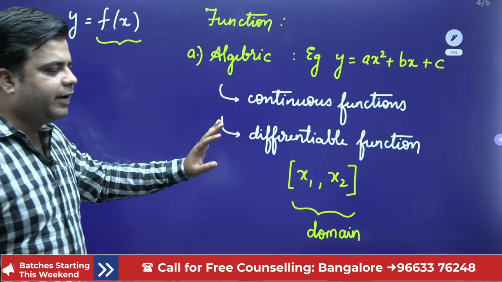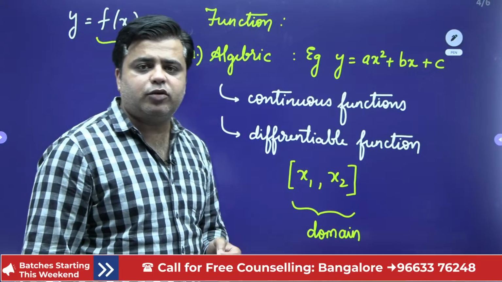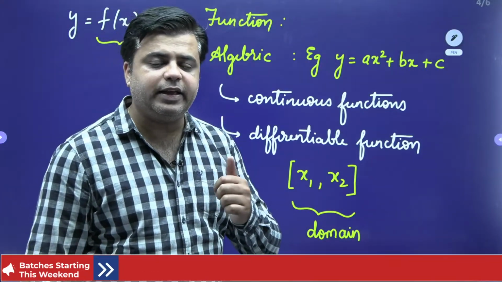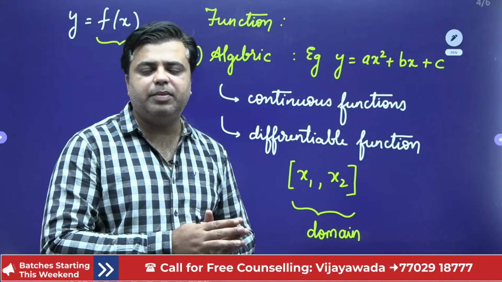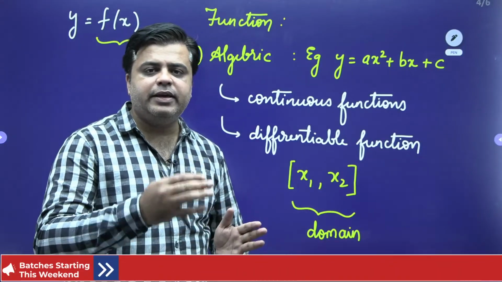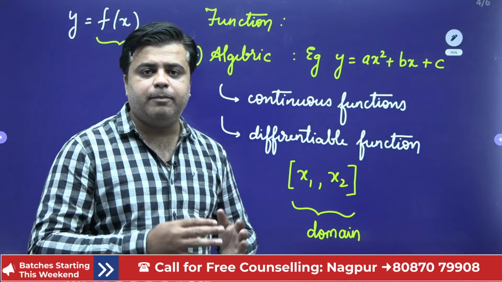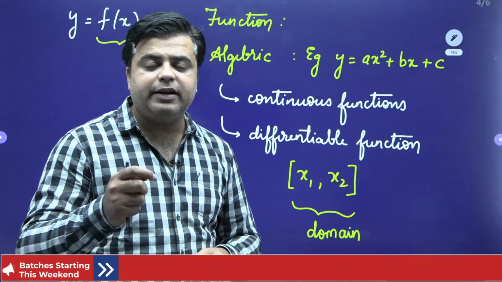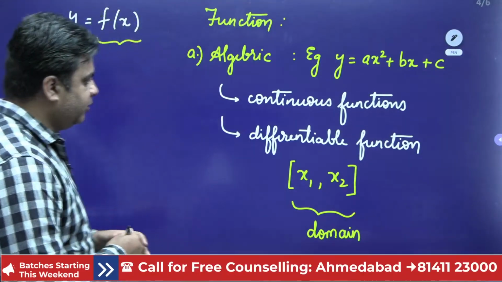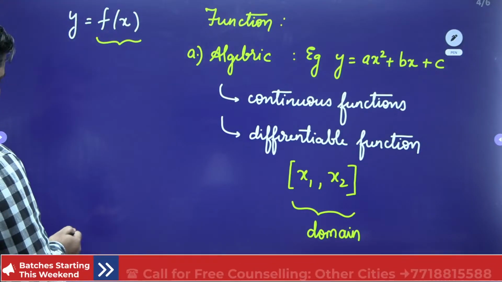All this we have already seen in 11th or 12th class, but why are we seeing it again? Because these things will be required while we apply shear force and bending moment diagram, and also when we calculate the deflection using area moment method, right? So this is the first variety of function.